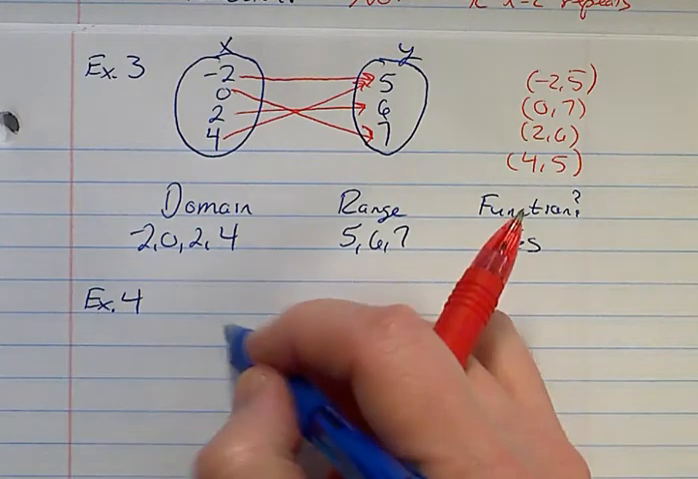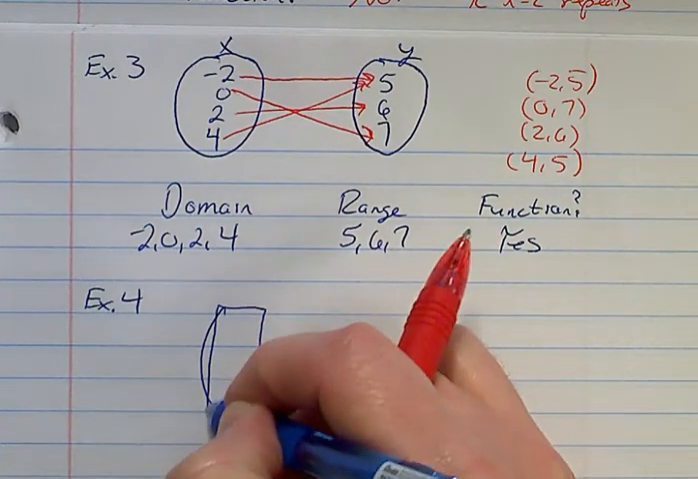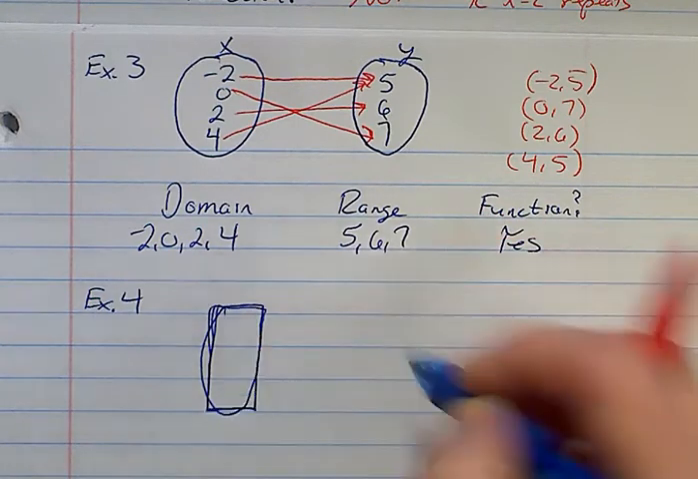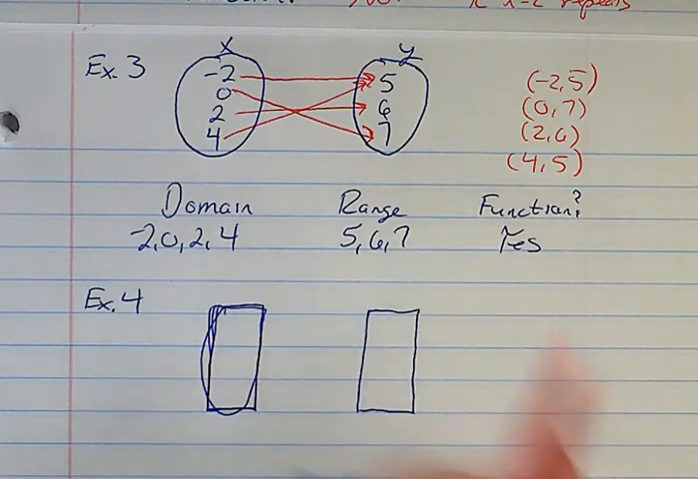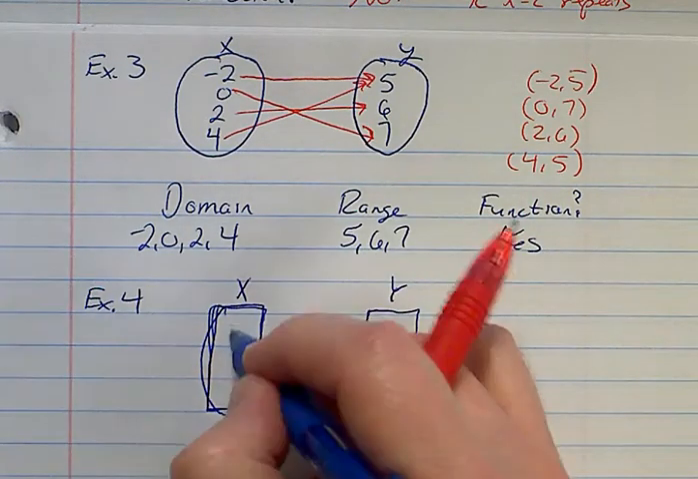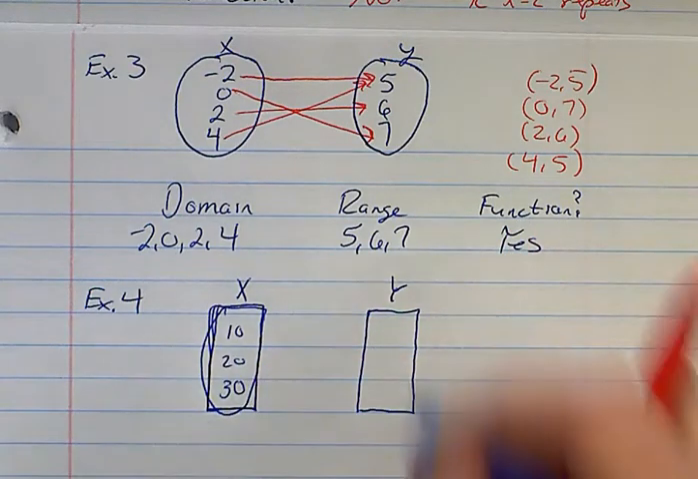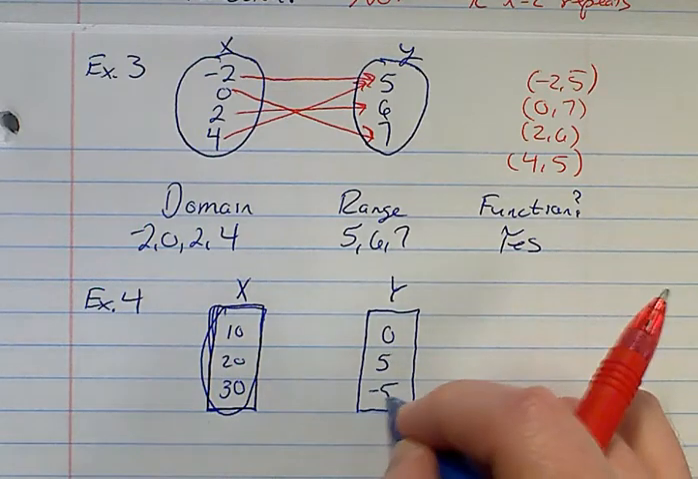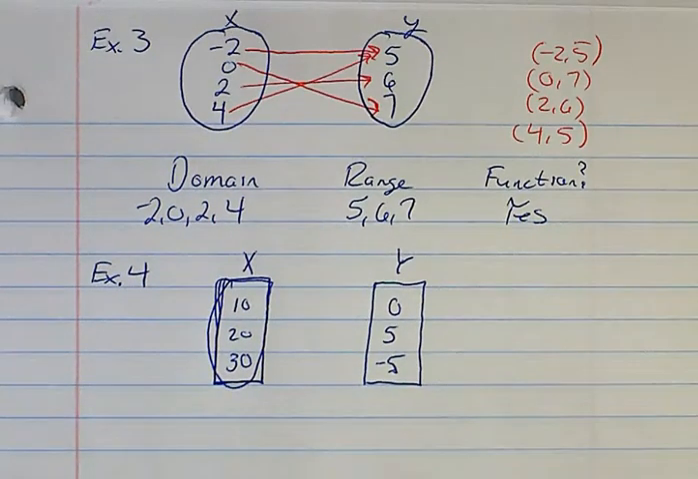Alright, one more of those. Let's make this one square. Or rectangle here. Okay, so let's go 10, 20, 30 for the x's, and then 0, 5, and -5 for the y's.